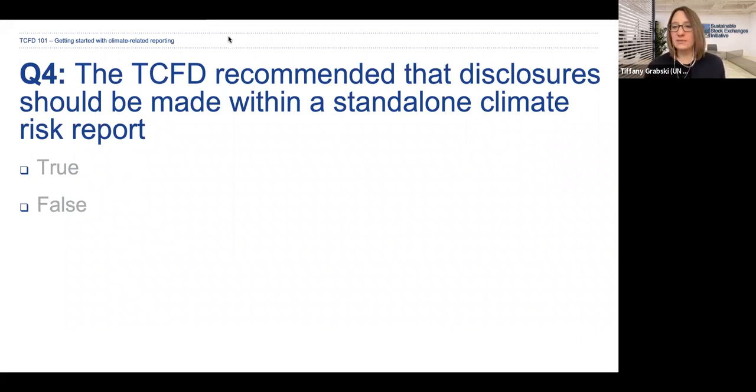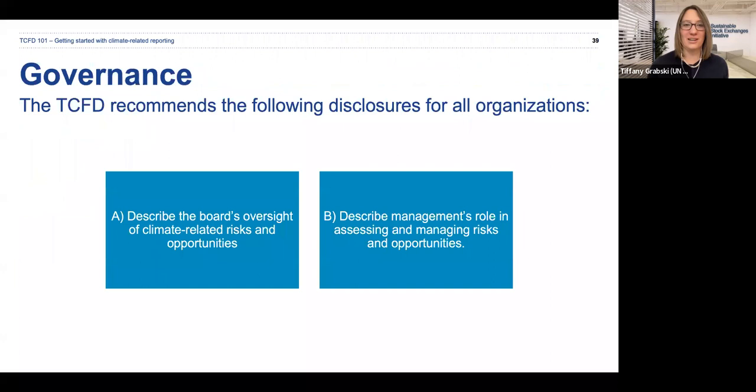Okay. And then someone says, please share the TCFD template. Vanina or Evan, can you just drop the TCFD recommendations right in there? Because it's in the TCFD document itself. So Evan or Vanina can drop that in there for you.